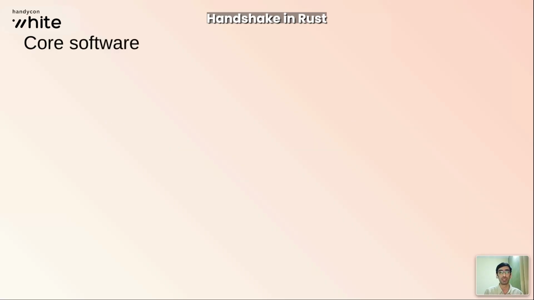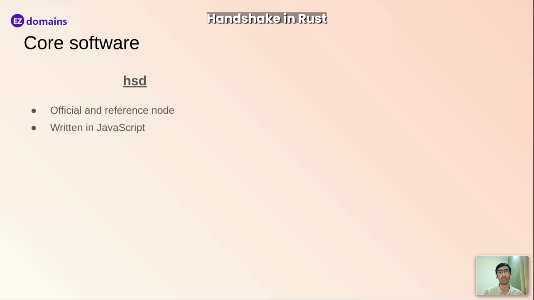A bit of background first. There are mainly two pieces of software that the Handshake network runs on. You've probably heard of it. The first is HSD, which is like this all-in-one package that does everything. It's written in JavaScript and it can run in different modes, like the full node, which verifies and stores everything. Then there's the SPV type, which is a lighter version, which only verifies proof of work and a few other things, but it doesn't store everything.